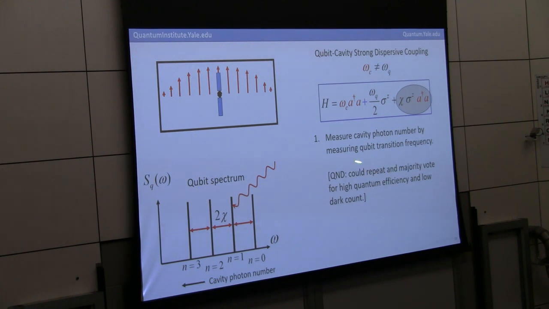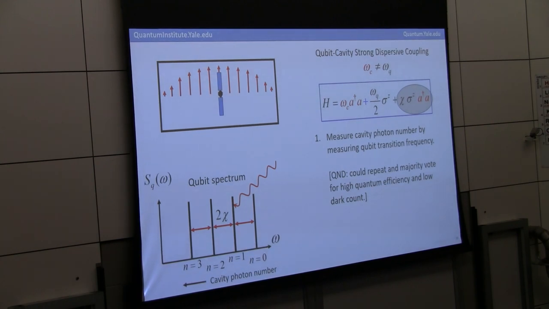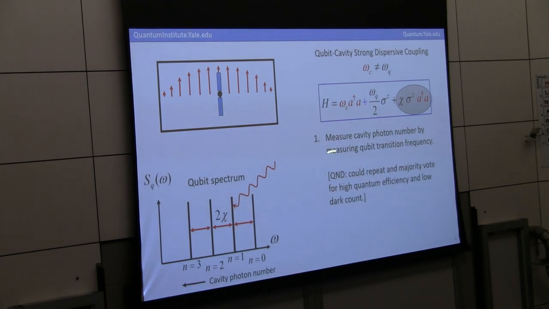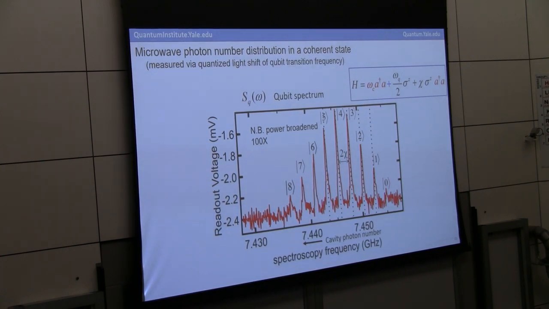And this is a way of counting photons. It's a kind of photomultiplier, but A, it works for microwaves, which is good. B, it's better than a photomultiplier because it doesn't absorb the photon when you detect it. It's quantum non-demolition. I can keep flipping the qubit, and if it only flips at this frequency, I know the photon is still there. So I can use this to raise the quantum efficiency and beat the dark count down to effectively zero by majority voting. And that turns out to have some interesting uses.